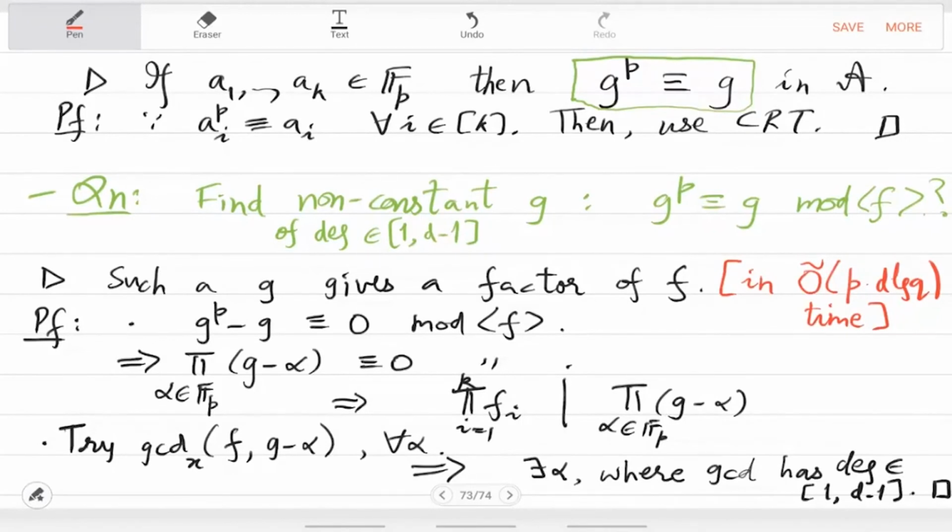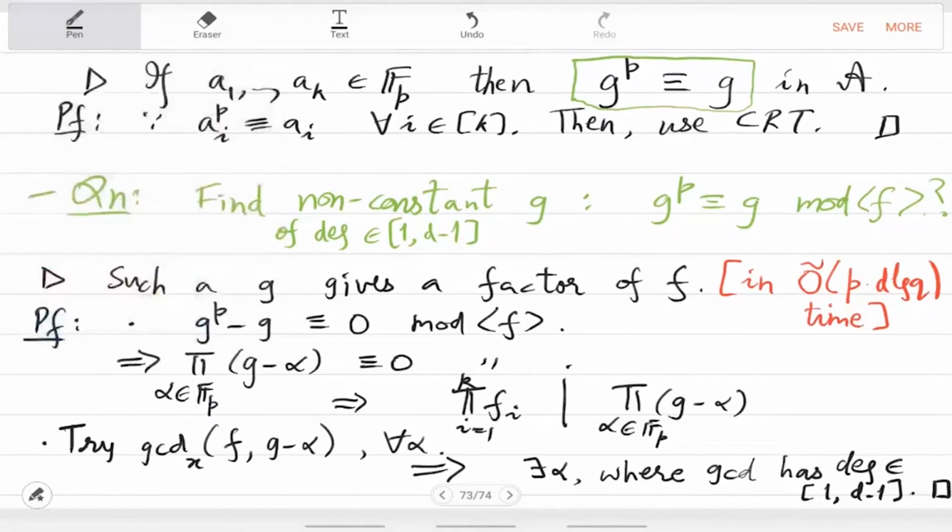Yeah, so now we will try to finish this main part, which is how do you find this g, of degree 1 to d minus 1, satisfying g raised to p equal to g mod f. Any ideas? And you are allowed time PD log q, so you have actually enough time to try to solve g raised to p equal to g for g. How do you do this? So this is a very special system, and unless you use that speciality, you can never solve it.